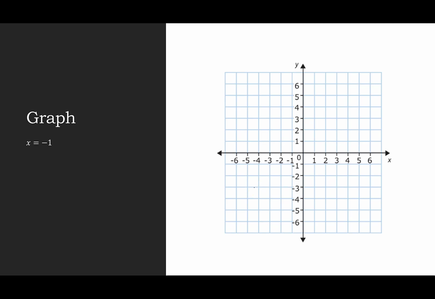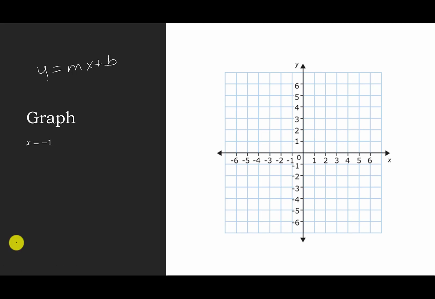Kind of similar then, here I have x is equal to -1. Now this one's a lot different. We've been talking about lines as y equals mx plus b, and all of a sudden there is no y. That kind of changes everything. Without having a y, I don't have that y-intercept, I don't have the slope to talk about, so I just have to kind of think through what's going to happen here.